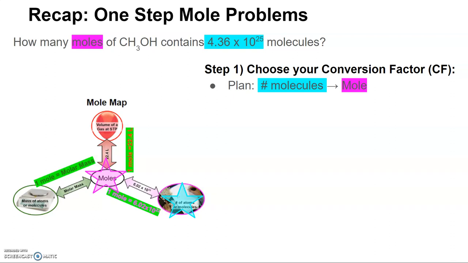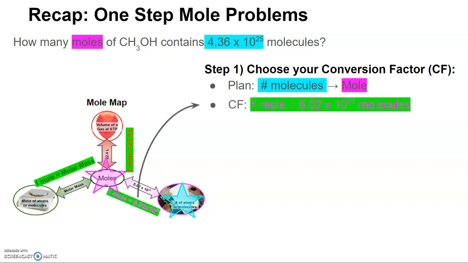So what conversion factor do I need to pass through to get that? Well, I pass through the Avogadro's number conversion factor. 1 mole is equal to Avogadro's number, or 6.02 times 10 to the 23. And in this case, it's molecules, since that's the unit I'm using. Now that I've chosen my conversion factor, I can use dimensional analysis to solve.